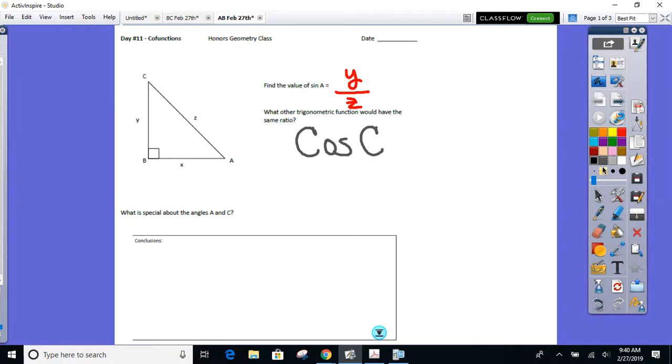I won't call on anybody here. This one's a tough one. Anybody think they know? Sam? They add up to 90. What do we call two angles that add up to 90? Complementary. Yes, angles A and C, they are complementary. They add to 90.